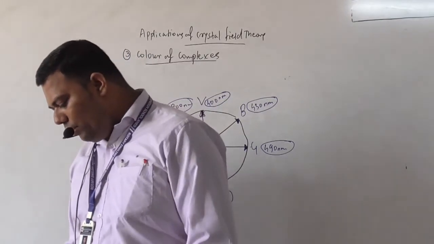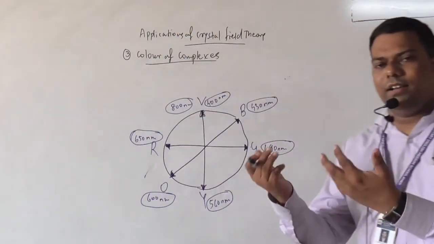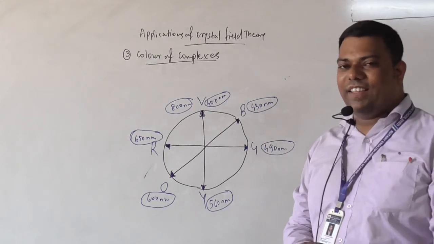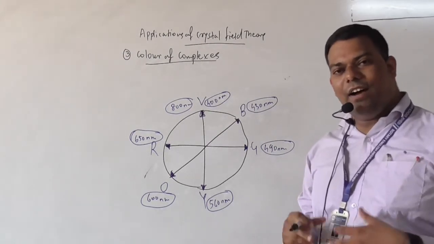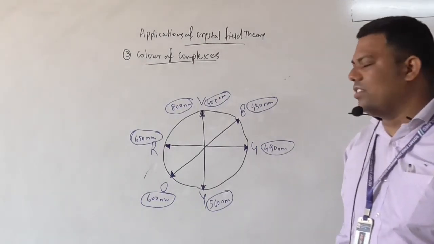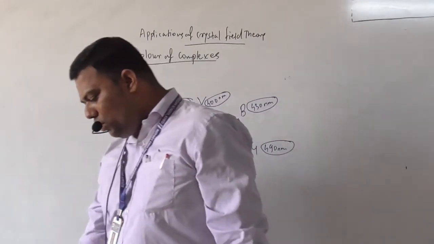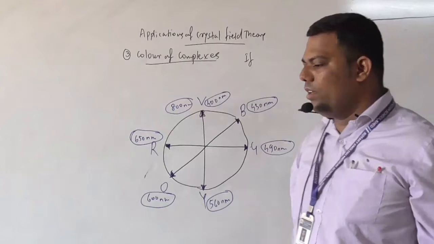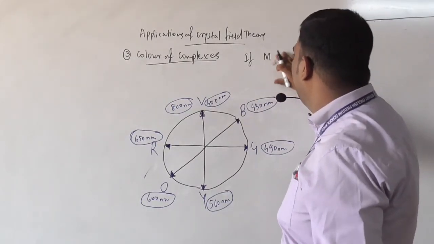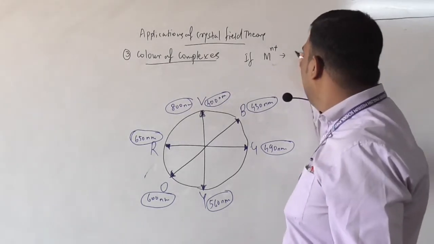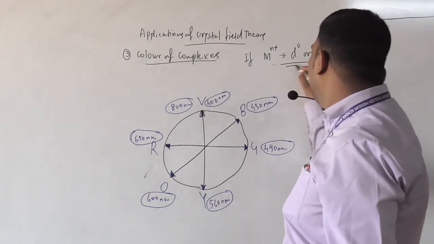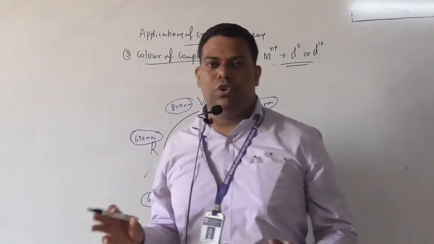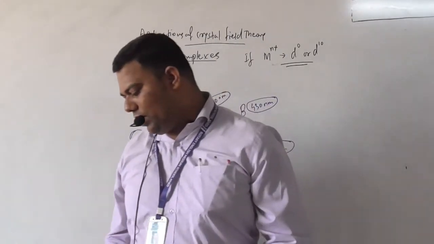Now we will discuss a very important part that I already discussed. In any complex, if it wants to show color, it must contain unpaired electrons, and with unpaired electrons it will automatically show d-d transition. Now suppose a metal ion contains d0 or d10, do these show color? No, because it must contain unpaired electrons, so it does not show any color. Those complexes are colorless.